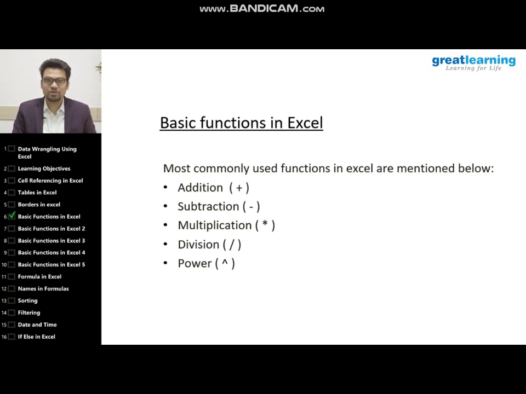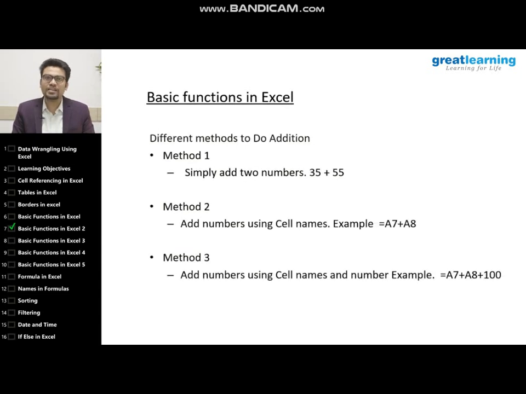Using this you will be able to calculate the square roots, cube roots, or the squares and cubes of any number as well. Now, how do we perform these arithmetic operations in Excel? We have many different methods to perform these operations. The first method could be, say, you are directly adding 35 plus 55 in a particular cell. This could be one method.